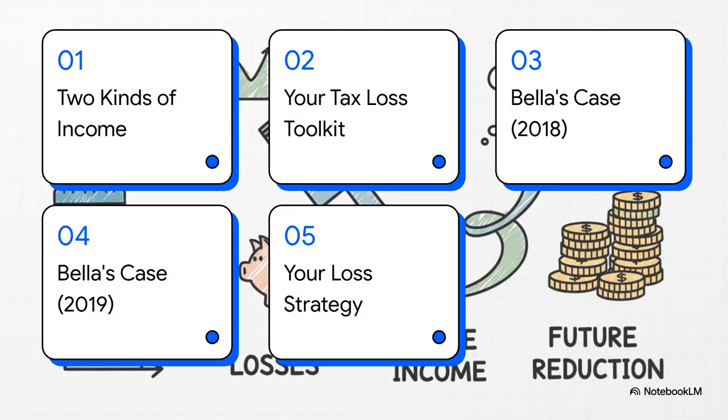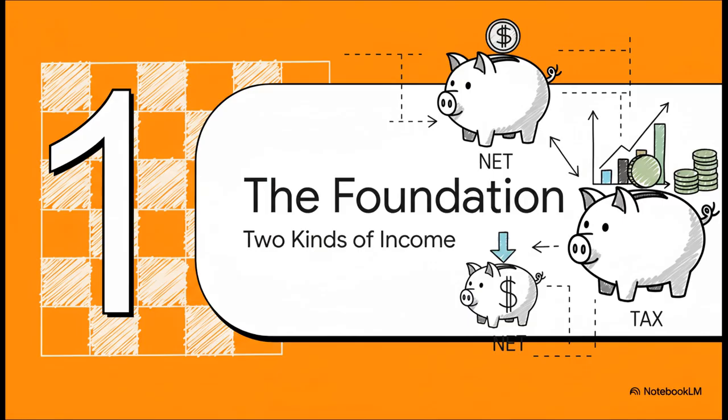All right, so here's our game plan. First, we've got to lay the groundwork. We'll talk about the two kinds of income you absolutely need to understand. Then we'll build what I like to call your tax loss toolkit. After that, we'll put it all into practice. We'll follow a case study about an entrepreneur named Bella, looking at a year of loss and then a year of strategic recovery. And finally, we'll wrap it all up with a clear, step-by-step loss ordering strategy that you can apply yourself.